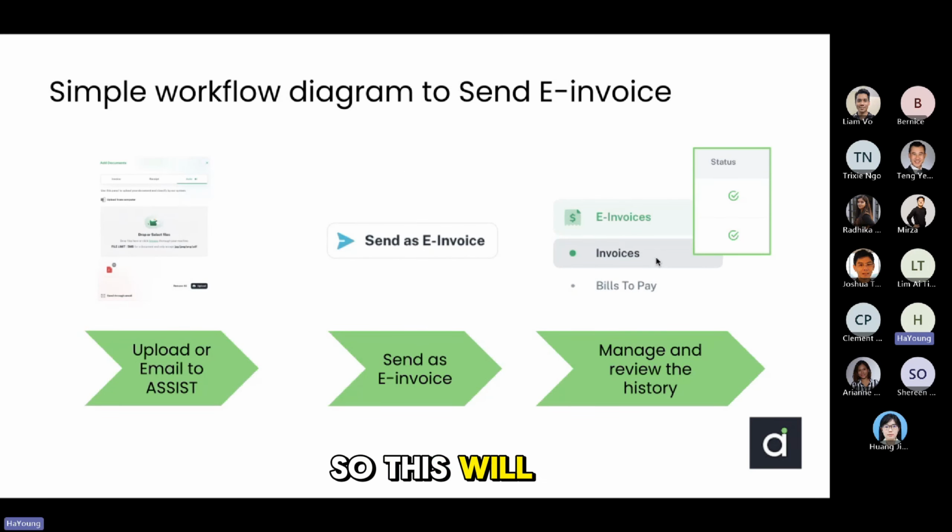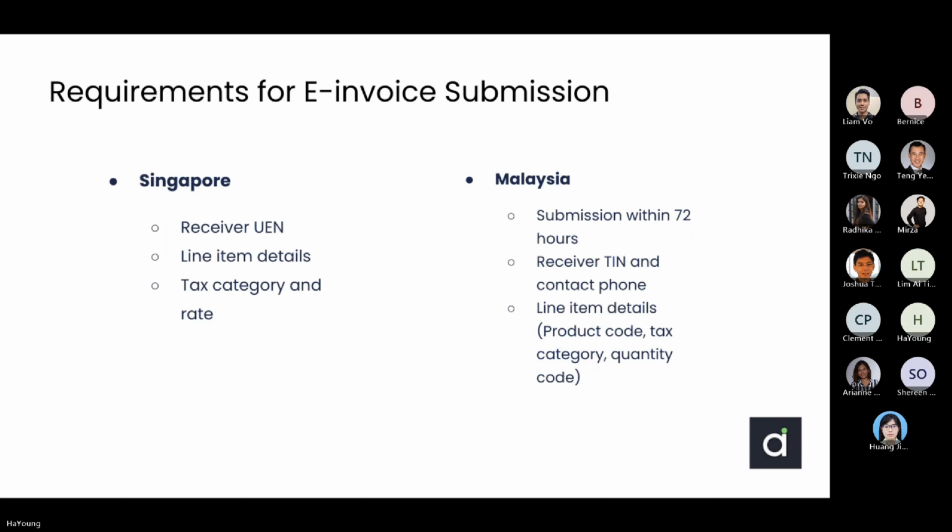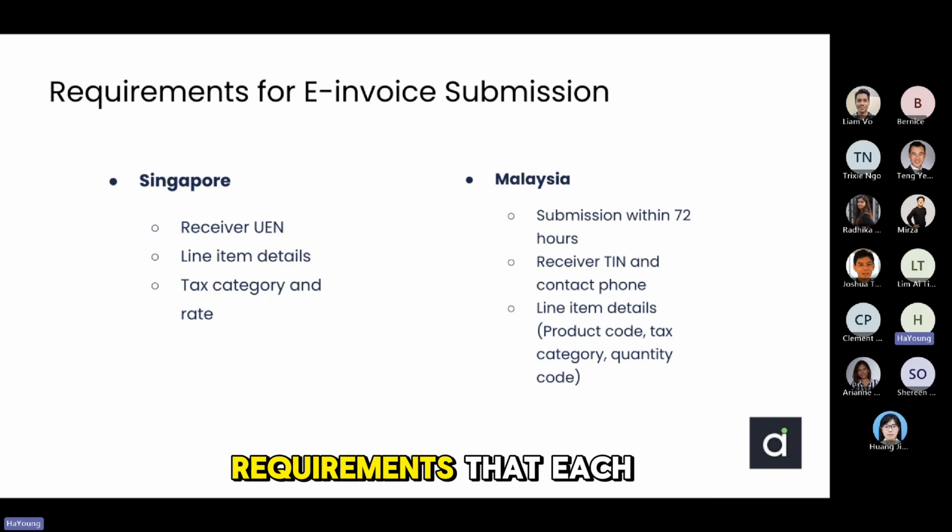So this will be the simple workflow that users will have to go through to be able to send an e-invoice. So these are actually the e-invoice requirements that each country requires. For Singapore, it's quite simple. They only require receiver UEN, line item details, tax category, and rate.